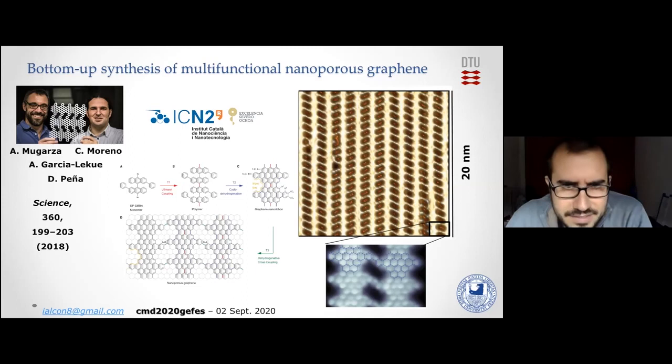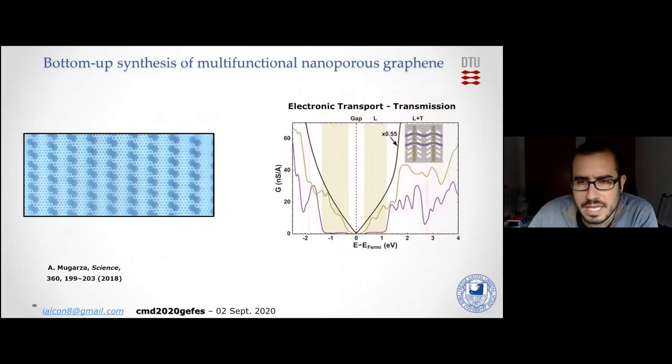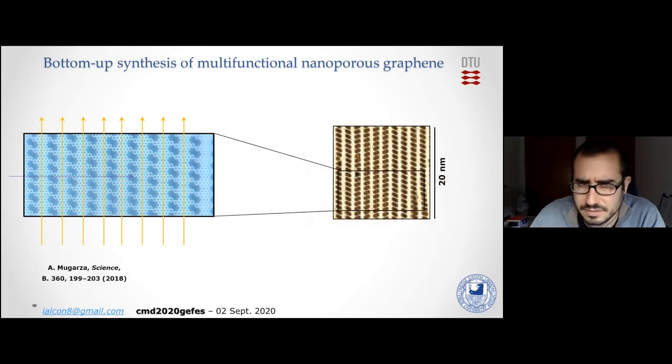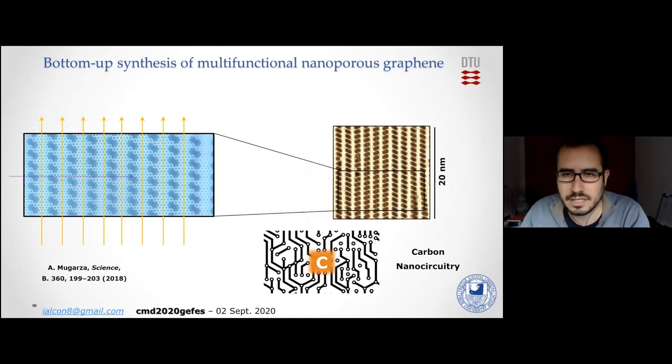Now, from a nanoelectronics perspective, one interesting thing about this nanoporous graphene, as they demonstrated in that paper with transport calculations, is that in the low energy regime, the black curve is graphene, the yellow curve is the transmission in the direction of the graphene nanoribbons, and the purple curve is the transmission along the bridges. You can see that in the low energy regime, plus minus one electron volt, there is a huge difference between the transmission in the two directions. So essentially the transport is highly anisotropic in this material. From the perspective of nanoelectronics, this in principle makes nanoporous graphene highly attractive for, for instance, carbon nanocircuitry, because you could imagine that each graphene nanoribbon behaves as a nanochannel for electrons.